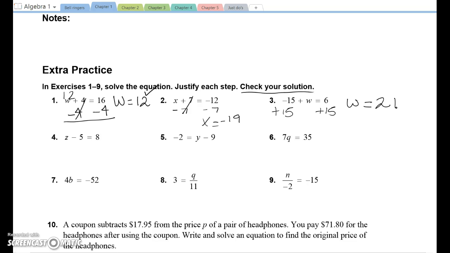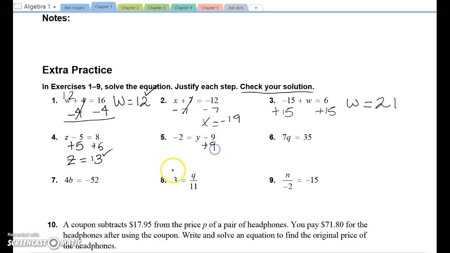Alright, number 4, we have a negative 5, so it's z minus 5, which is the same thing as negative 5. So to undo a negative, you need to add. So we're going to add 5 to both sides. So 8 plus 5 is 13. 13 minus 5 is 8. It does work.